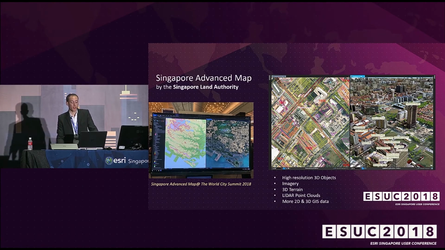There are many exciting 3D GIS projects in Singapore. One of them is the Singapore Advanced Map from the Singapore Land Authority. It is a good example of a 3D application that integrates a high-resolution 3D base map made of a rich database of 3D objects to model things like buildings, bridges, elevated highways, street furniture, road signs. It integrates DTM, DSM, point clouds, and many other 2D and 3D GIS datasets above and underground.